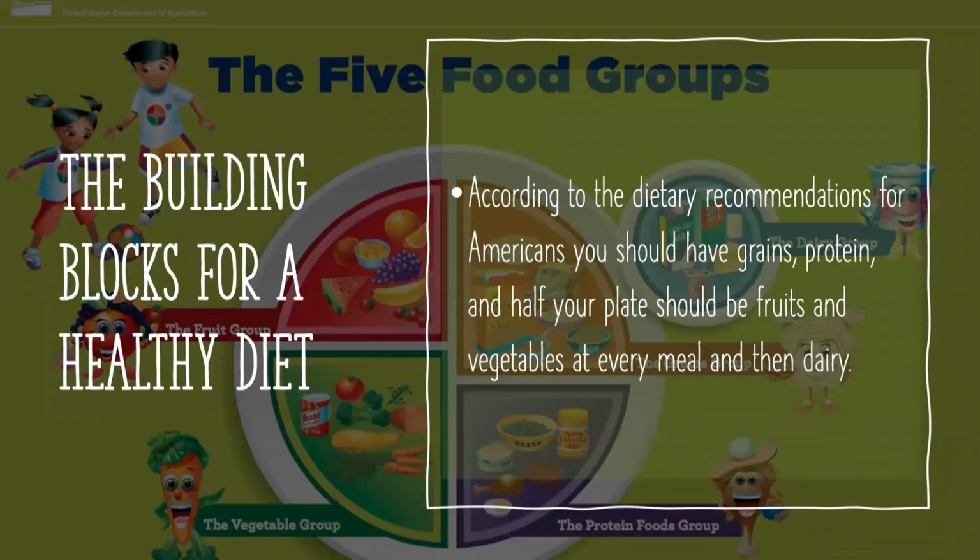There are 5 food groups that are building blocks for a healthy diet. According to the dietary recommendations for Americans, you should have grains, proteins, and half of your plate should be fruits and vegetables at every meal, and then dairy. We will discuss each one of these food groups in detail in another segment.